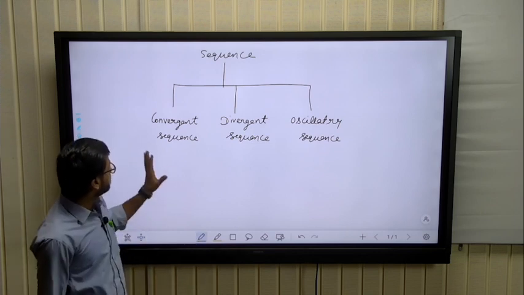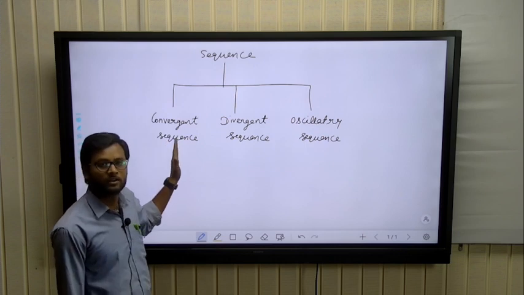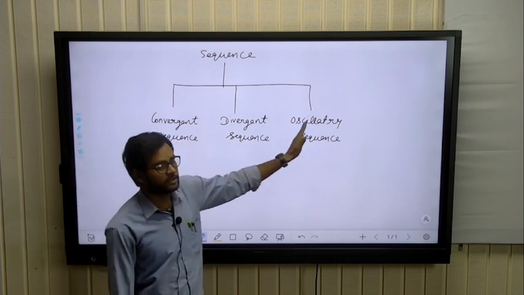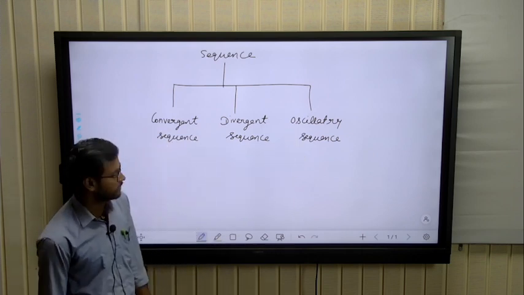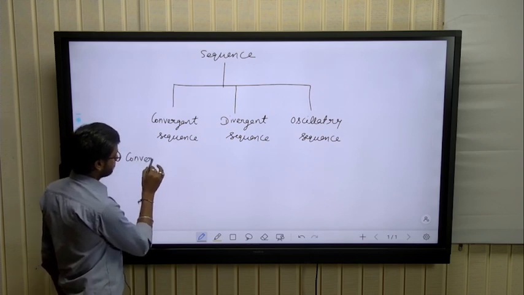Here first we discuss the convergent sequence. After that we discuss the divergent sequence, and after that we discuss the oscillatory sequence. Now we discuss the convergent sequence.